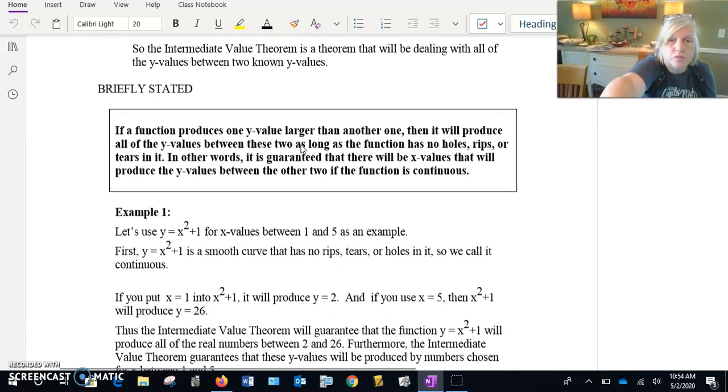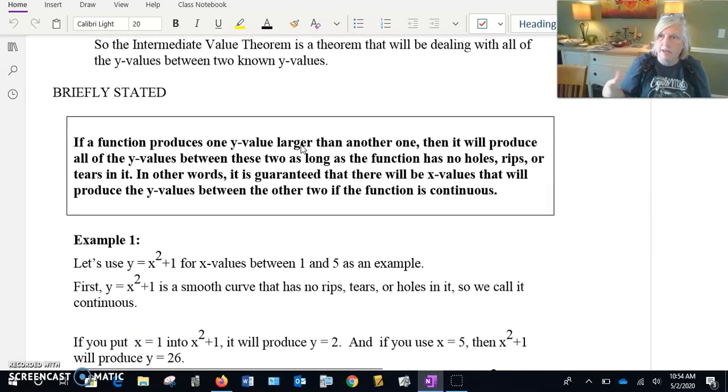But here, the briefly non-mathy way of saying this is that if I have two y values, one larger than the other, doesn't matter if it's this way or this way, left or right, and there are no holes, rips, gaps, tears, asymptotes, or anything in the middle, if the function is continuous, then to get from this y value down here to this y value up here, I have to travel through every possible y value in the middle. The function has to take on every y value from the min to the max of that interval. And that's basically all it says.